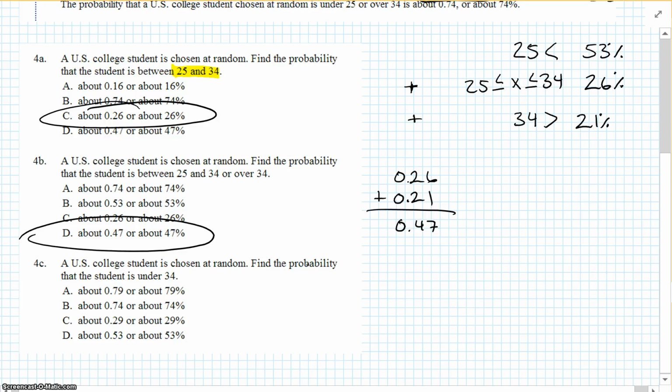Find the probability they're under the age of 34. Well, there's 100% chance that they exist, and subtract 21%. So I would get 79%. Hopefully that makes sense to you. Pretty easy.